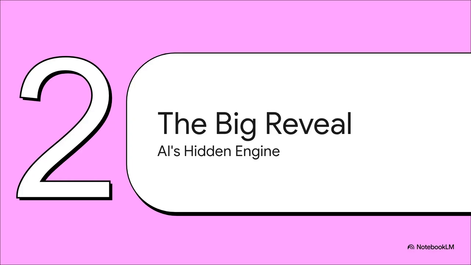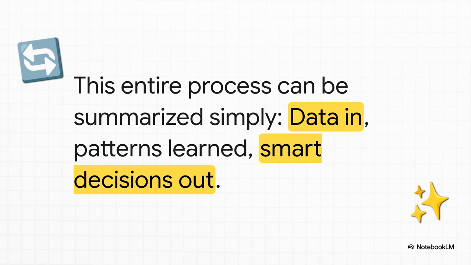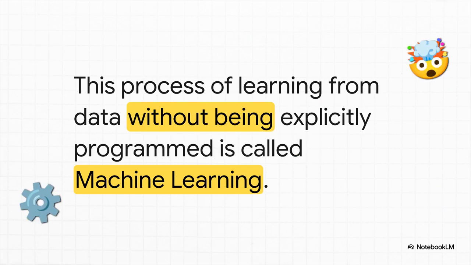Okay, so we've seen the three-step process, right? We know it works kind of like a detective. But what do we actually call this hidden engine that's powering everything? It's time for the big reveal. So that simple, but incredibly powerful loop we've been talking about, it has a name. It's called machine learning. And really, the name says it all, doesn't it?